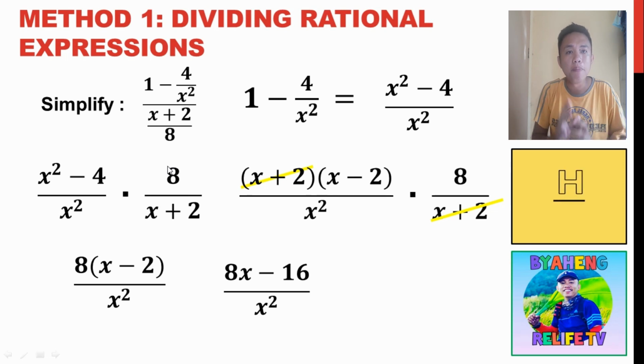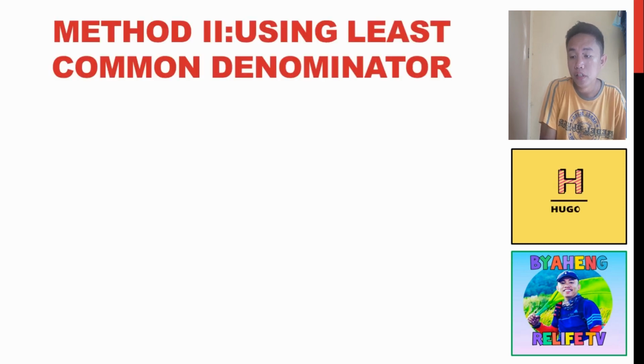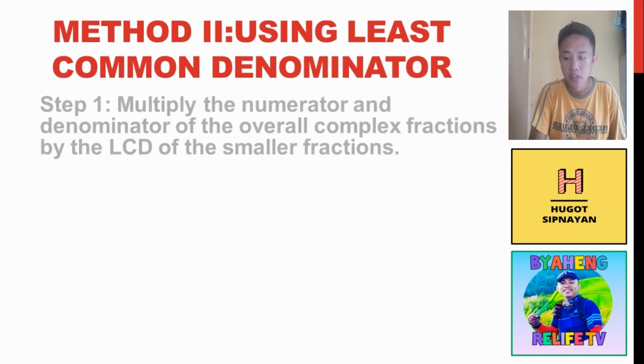So, this is a more efficient step, step number 2. I recommend step number 2 because it is easier to use. Now, for step number 2, or method number 2, we're going to use the least common denominator.